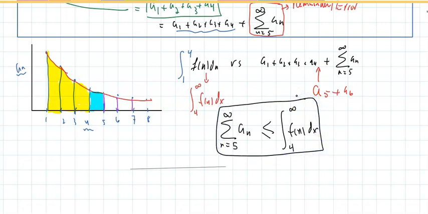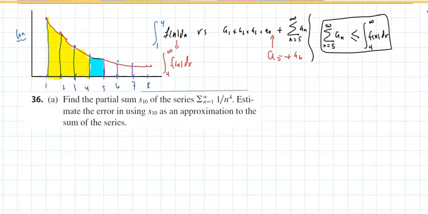Now, inequality you're not very comfortable with. You're going to get very comfortable with that in the next section. I'm going to rearrange things and look at an example. I want to look at number 36.